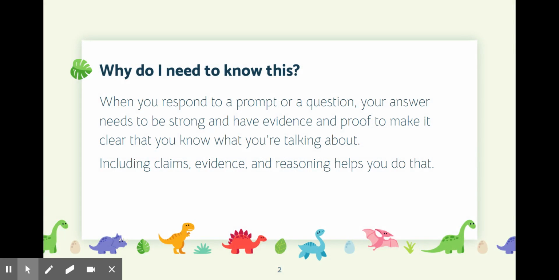So, again, why do you need to know this? When you respond to a prompt or a question, your answer needs to be strong and have evidence and proof to make it clear that you know what you're talking about. Including claims, evidence, and reasoning helps you to do that.